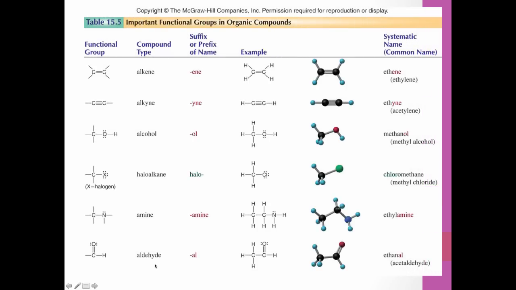So the important functional groups that you will be responsible for knowing in this course are alkenes, and you'll know something is an alkene if it has an ene suffix, an ene ending. Alkynes will have a yne ending. Alcohols have an ol ending. So think, the example they give you here is methanol or methyl alcohol.